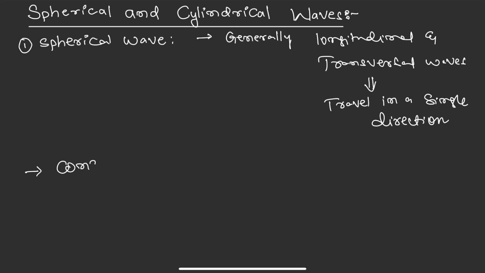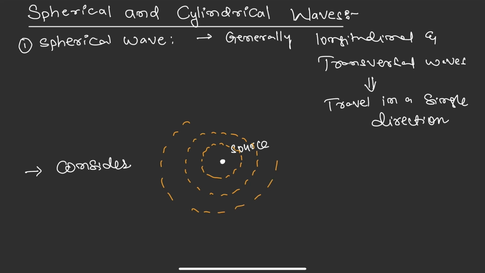Now I'm talking about a point source. The source of a sound is propagated in all the directions. It consists of concentric circles. This is the propagation of the sound in all directions.